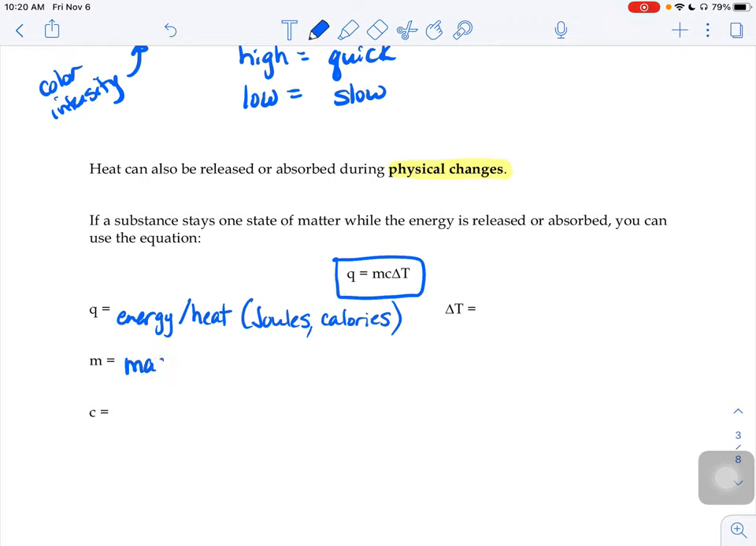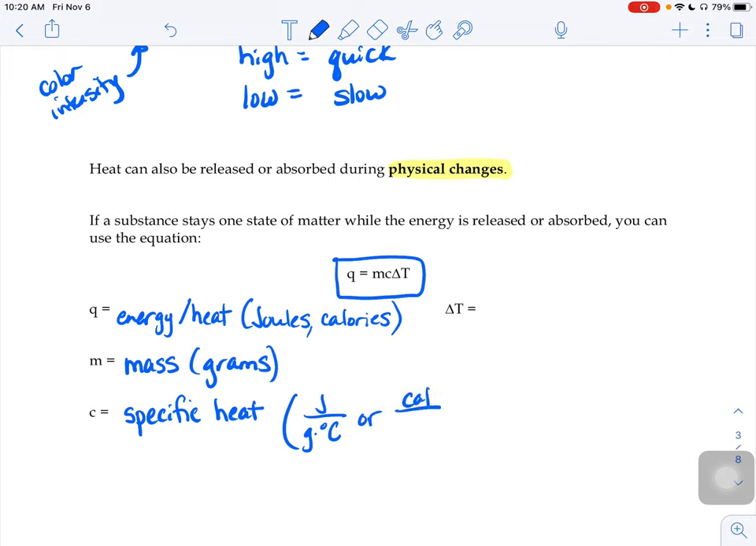m represents the mass in grams. And c represents something called the specific heat. Specific heat has units of joules on top and then grams degree C on the bottom, or if you're using the English system of measurement, calories over grams degree C. Then the temperature, the delta T, is T final minus T initial.